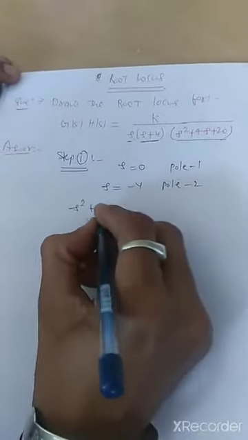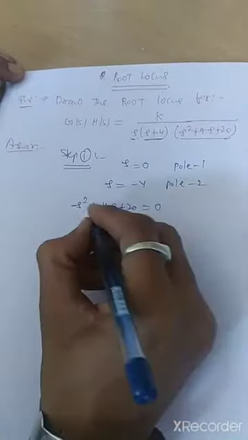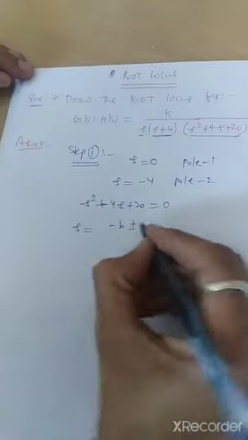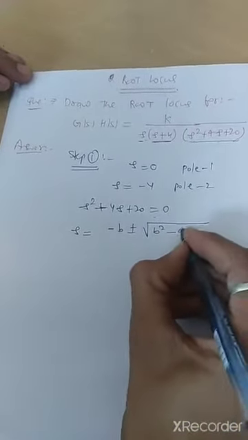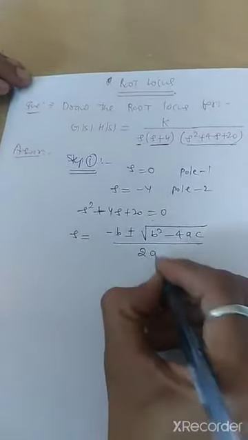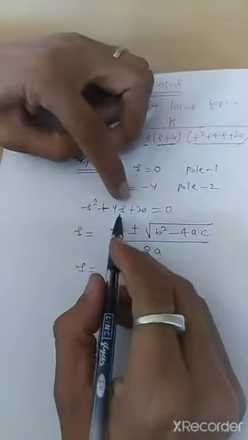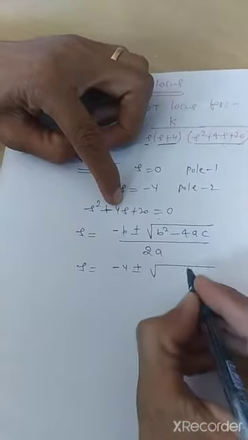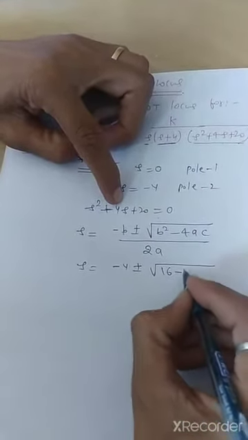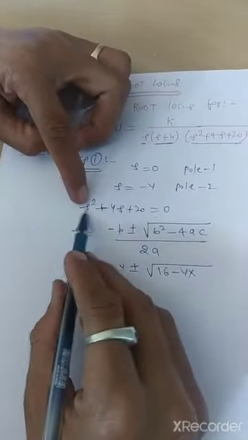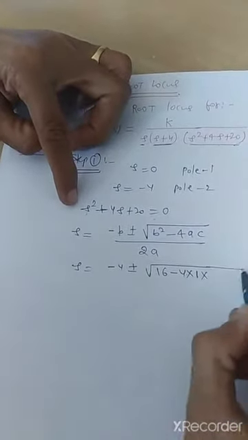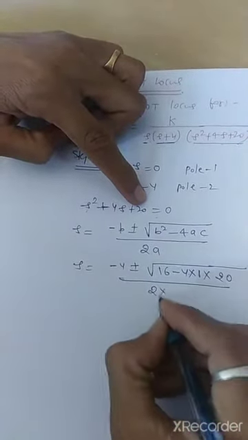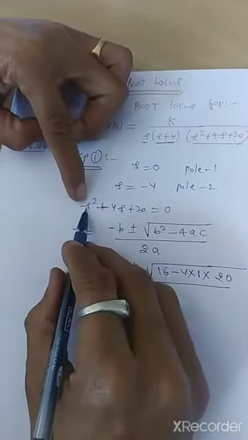And now from S square plus 4S plus 20 equal to 0, we will find out the poles with the help of the equation minus B plus minus root of B square minus 4AC upon 2A. Here minus B, so what is the constant with S? That is 4. So minus 4 plus minus root of 16 minus 4 multiplied by A, what is the constant of S square? Nothing, so 1. Multiplied by C, what is the last constant? 20. Divided by 2 multiplied by A.